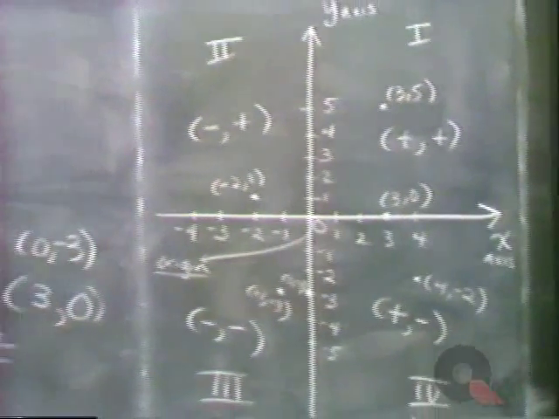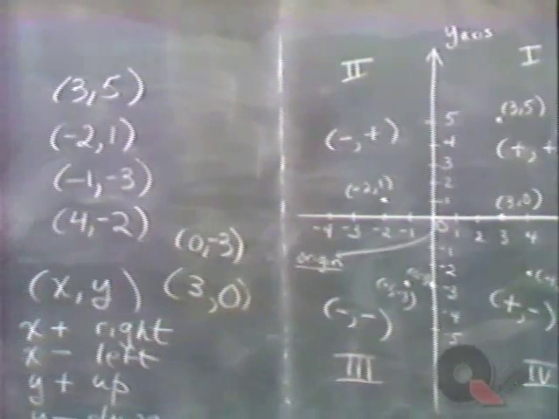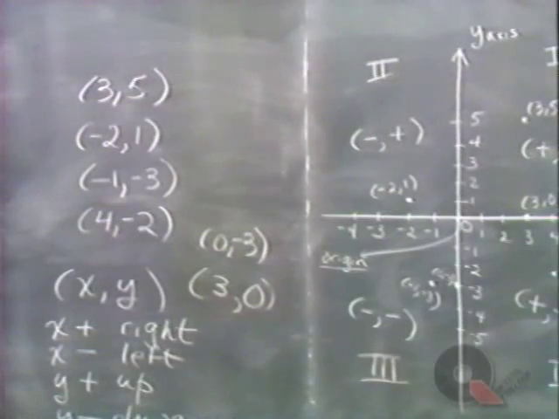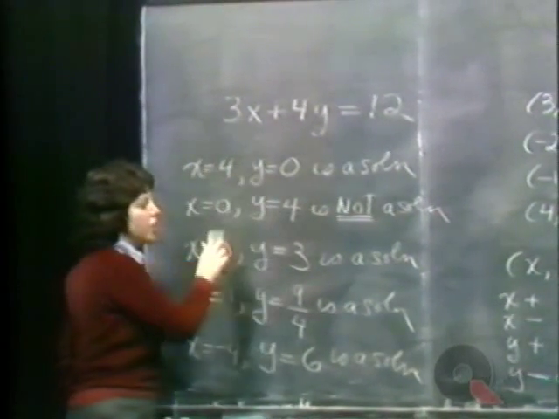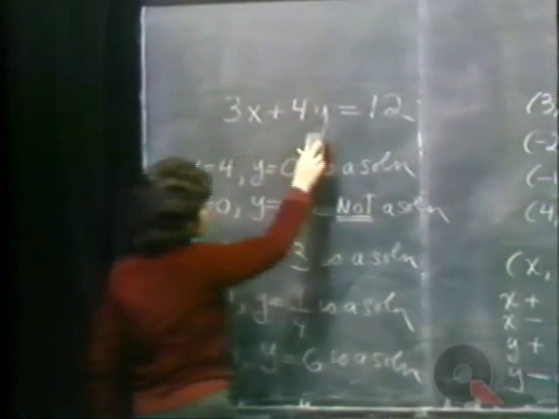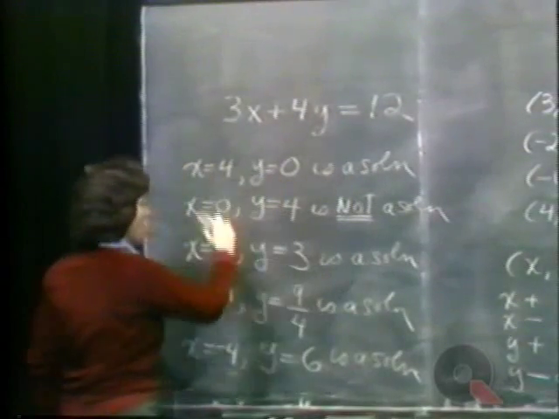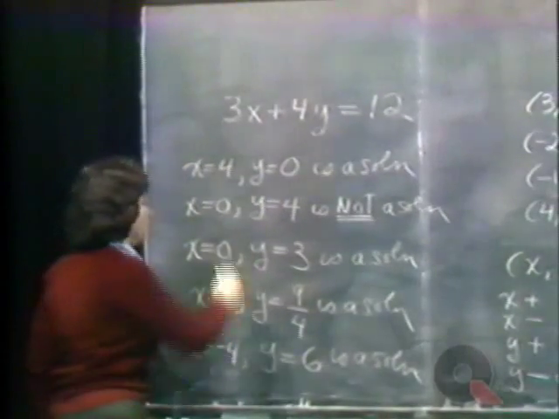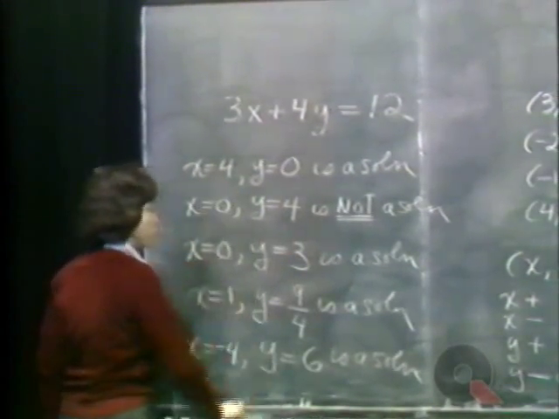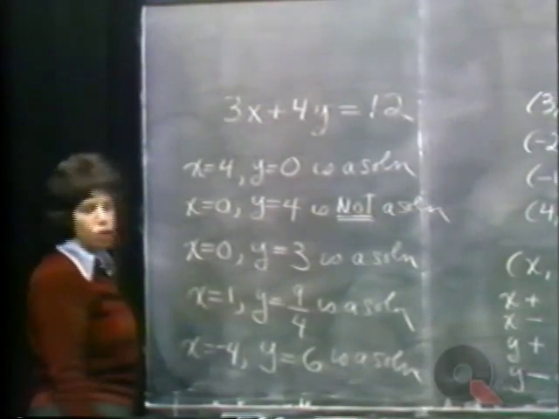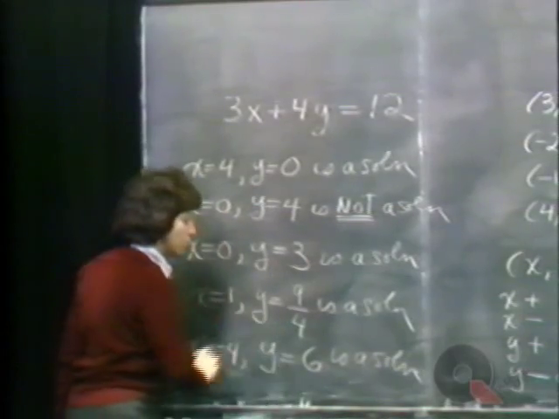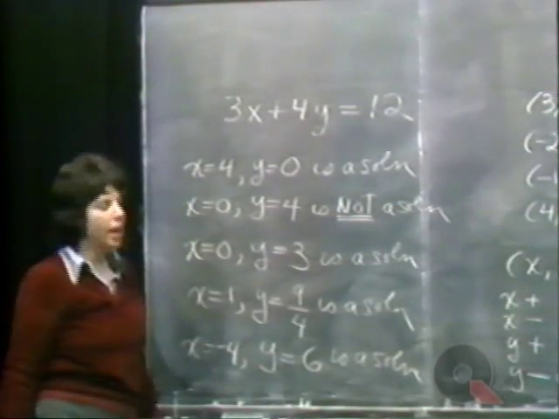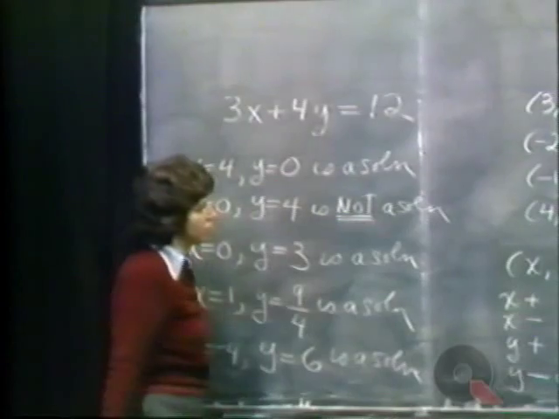I'd like to now go back to the original equation that we started the lesson with, 3x plus 4y equals 12. And I'm going to try to get a picture of this particular equation. We have a whole bunch of solutions listed here. We have one that's not a solution, but we do have several solutions. What I'm going to do is to try to plot the points represented by these solutions, and in doing so, we will get a picture of this particular equation.